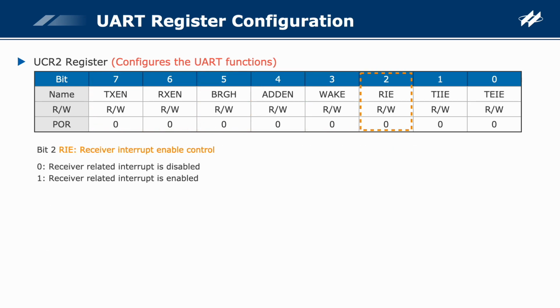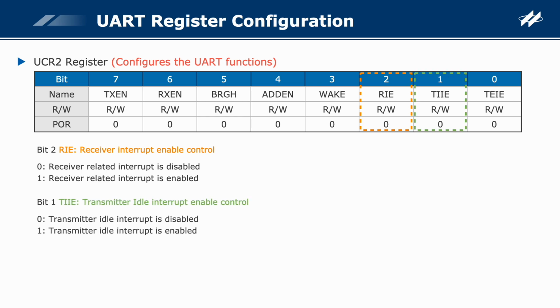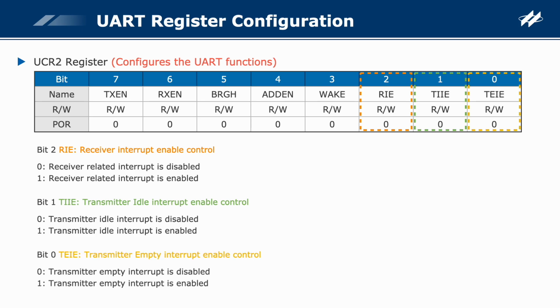RIE is the receiver interrupt enable bit. TIIE is the transmitter idle interrupt enable bit. And TEIE is the transmitter empty interrupt enable bit.